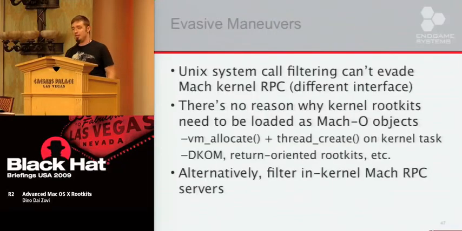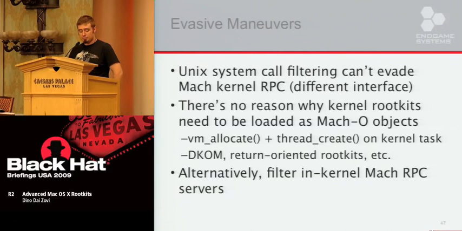Okay, so any rootkit stuff is a cat and mouse game. So how do we make a rootkit that'll evade this? Unix system call filtering can't filter the Mach RPC calls that you're doing for this, so you're getting good low-level access from userland. So you can't use a Unix-oriented rootkit to get around this. You need to actually get into the Mach layer.